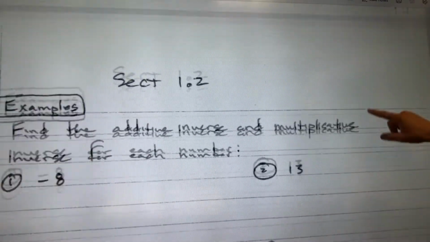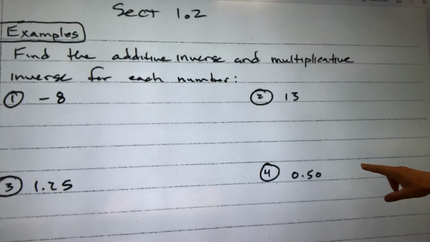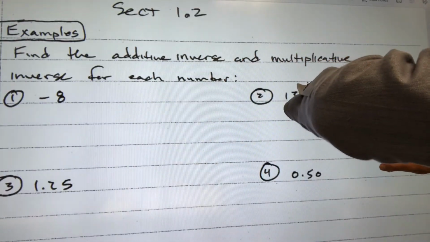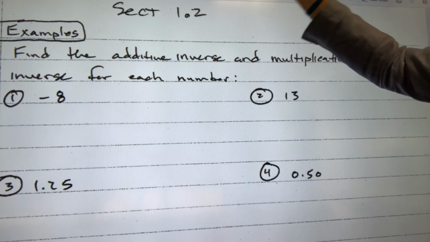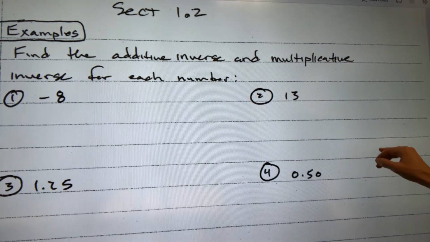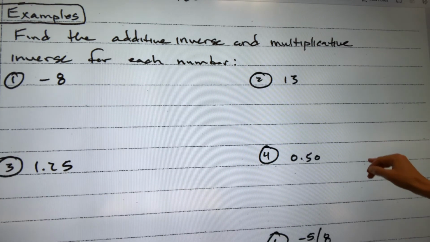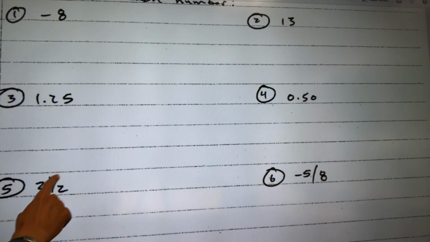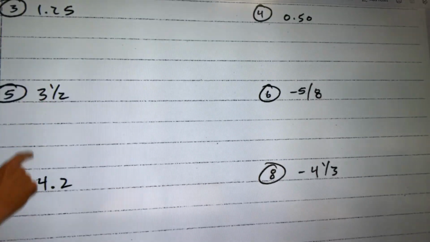Next page. Find the additive inverse and the multiplicative inverse for each number. Okay, I left out the title of this section. You did have a long warm-up before, but we are eliminating the warm-ups because we've got to get straight into learning each day. I want to do 3, 6, and 8 for sure.